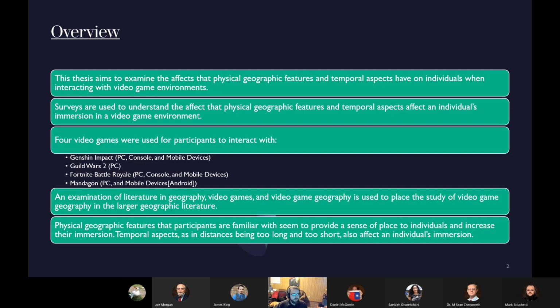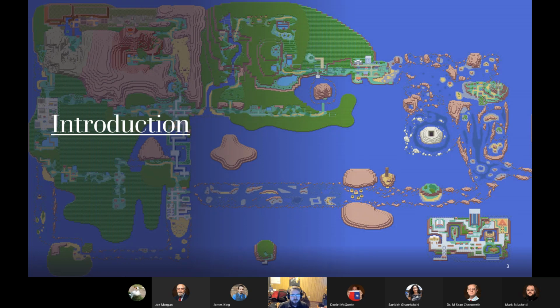Also, physical geographic features that participants are familiar with also seem to provide a sense of place to individuals and increase their immersion. Temporal aspects such as distances being too long or too short between point A and point B also affect their immersion. And once we get into the data analysis, we'll be able to see that. So first, let's get into the introduction.